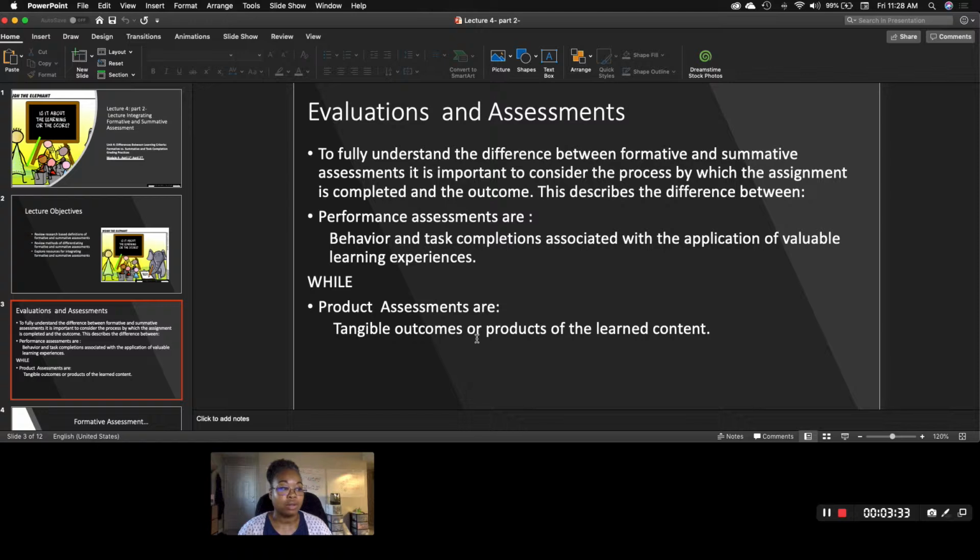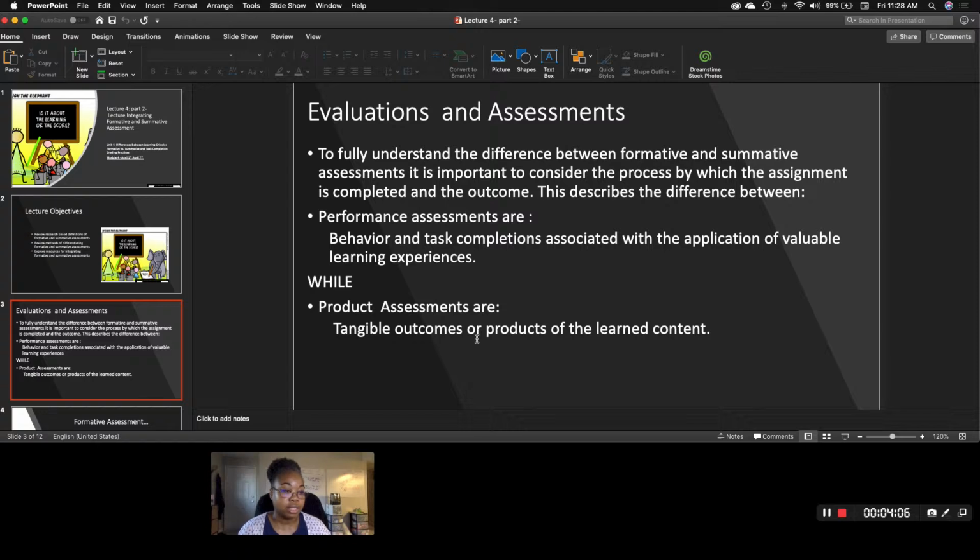while the product assessments are the tangible outcomes or products of the learned outcome, or the learned content. That means that it is the ending of a learned session or a learning unit or anything that you have delegated to be of relevance for them to have, and then you're assessing it at the end. So it's something that is tangible, an exam, a project, something that's the outcome.